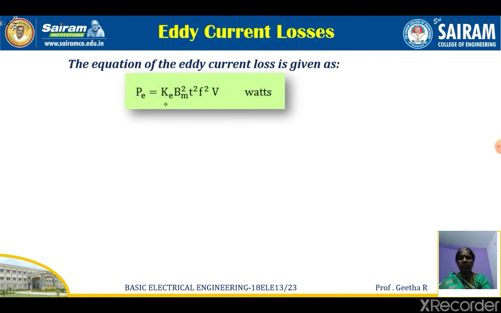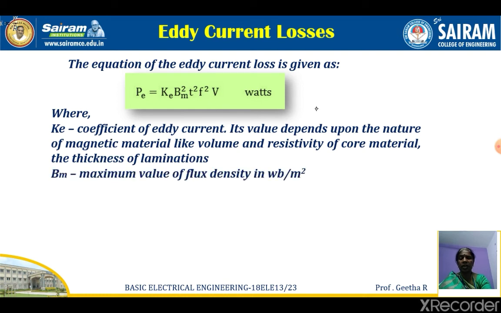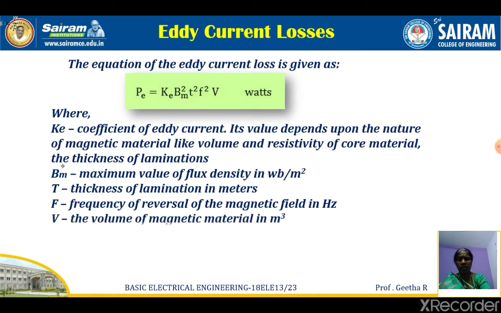This is given by K into Bm squared into t squared into f squared into V watts, where K is the coefficient of eddy current. Its value depends on the nature of the magnetic material, like volume and resistivity of the core material and thickness of the laminations. Bm is the maximum value of the flux density. t is the thickness of the lamination in meters. f is the frequency of reversal of the magnetic field, that is the frequency of the supply voltage. V is the volume of the magnetic material.